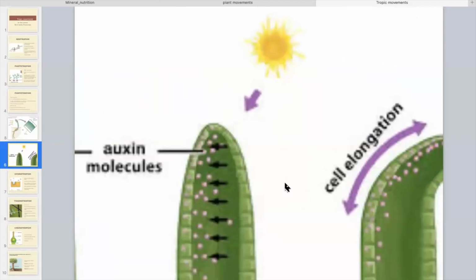This is one more diagram where it will be clear to you. Here, see, sunlight is falling here. And these pink dots are growth hormones, auxin molecules. They move away from the light and accumulate in the shady area. In the shady area, if they are accumulating, naturally growth will be more in this area. So that's why it is bending towards the light.